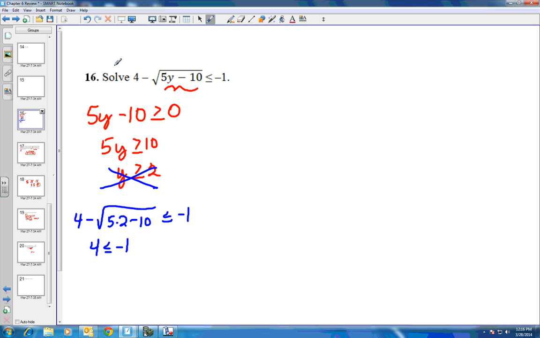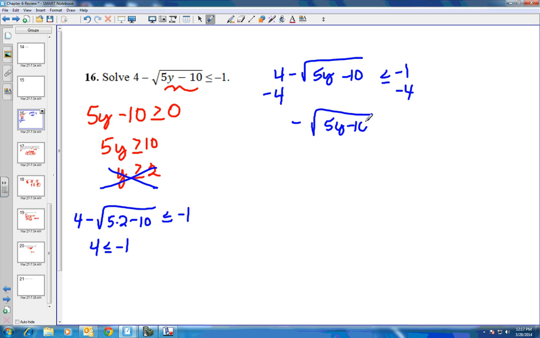So now we need to solve this just like we would normally. Okay, I have 4 minus the square root of 5y minus 10 is less than or equal to negative 1. So when I solve this, I have to isolate the radical. What's the first thing I'm going to do? Ideas? Close. Before I do that, I need to get all this by itself first. So I have negative square root of 5y minus 10 is less than or equal to negative 5.